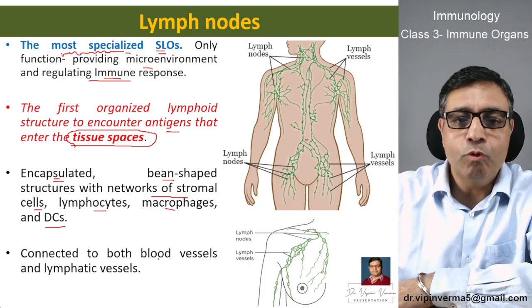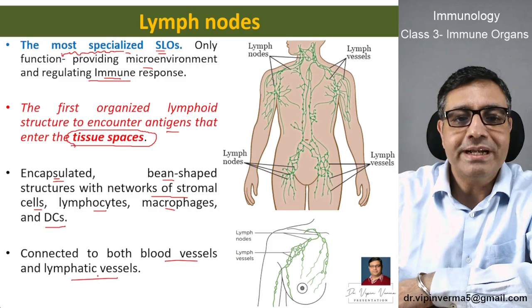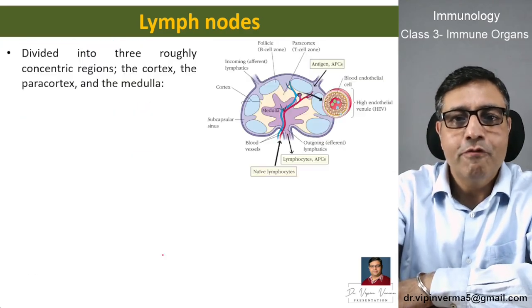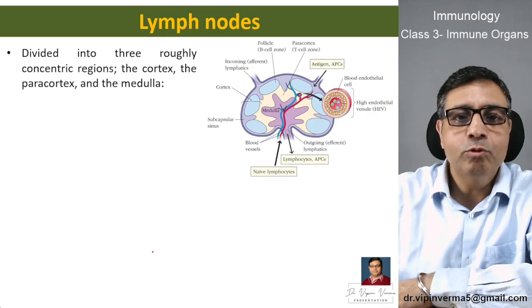These are connected to both blood vessels and lymphatic vessels. They are divided into three roughly concentric regions. So if we see the structure of the lymph node, any lymph node has three roughly concentric regions.